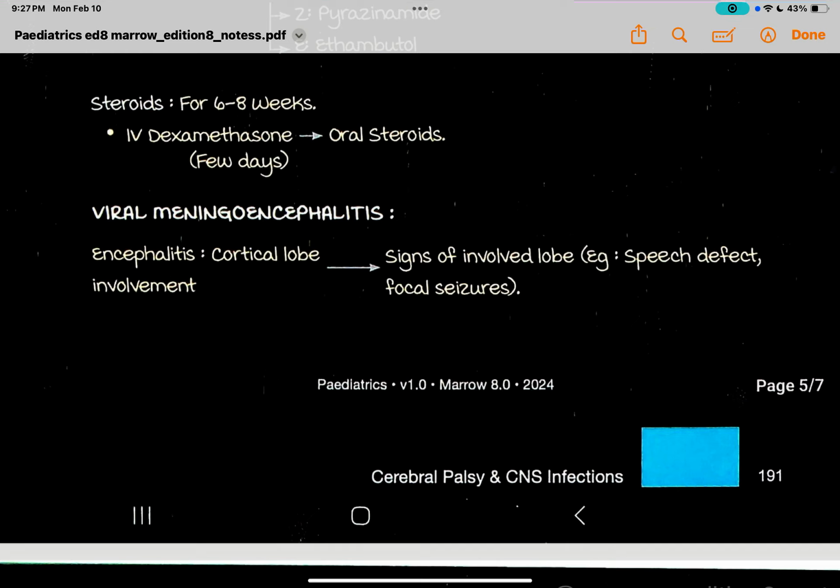So steroid total therapy is 6 to 8 weeks, that is close to 4 months, but first, initially for a few days, you give IV dexamethasone and then shift to oral steroids.